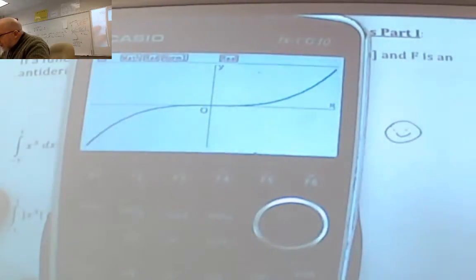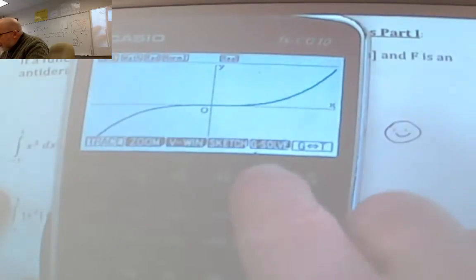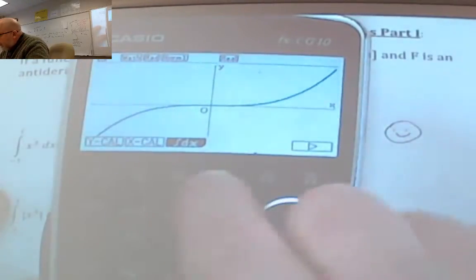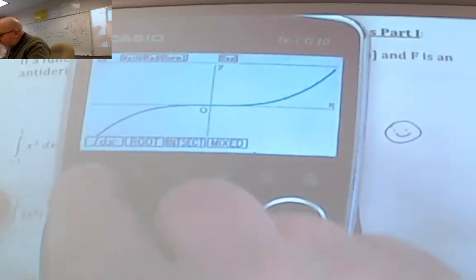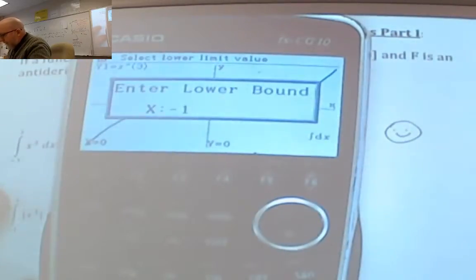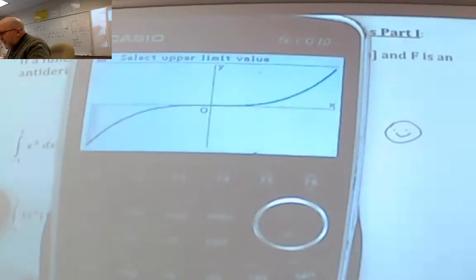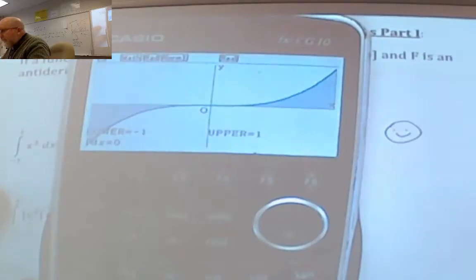Watch this. Shift, G solve. Calculus. Calculus again. -1, 1. And I get 0.